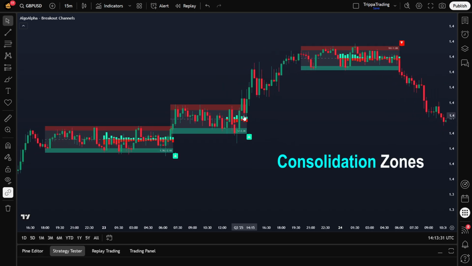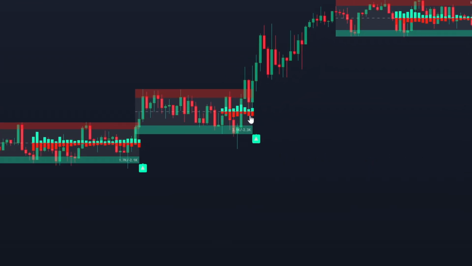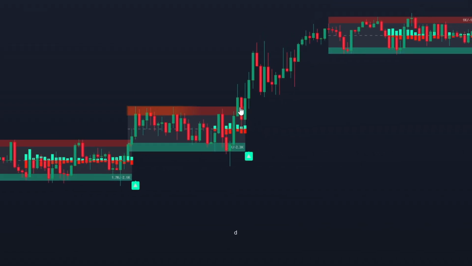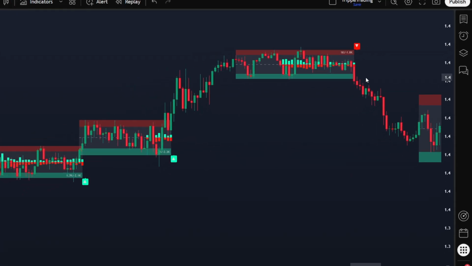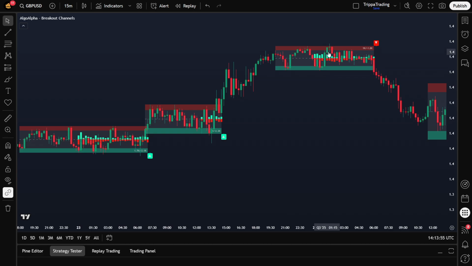These are consolidation zones. Inside each of these boxes, you'll also see vertical green and red volume bars showing buyer and seller activity during the range. Then, as price breaks out of that box, the indicator plots a triangle to signal the breakout direction. A green triangle means a bullish breakout, and a red triangle means a bearish one. This system is built to highlight those quiet periods in the market where smart money usually enters, before the big move happens. Now let me explain how this works in detail.